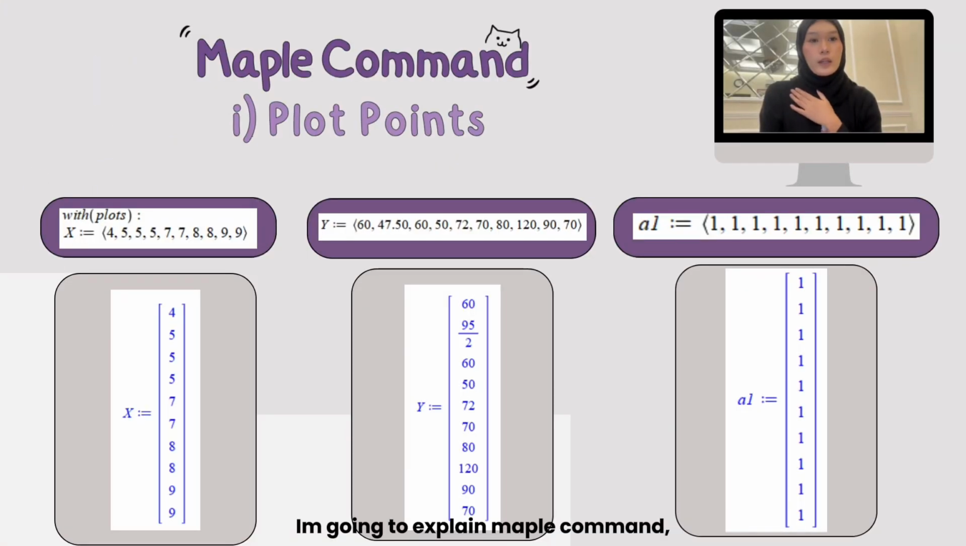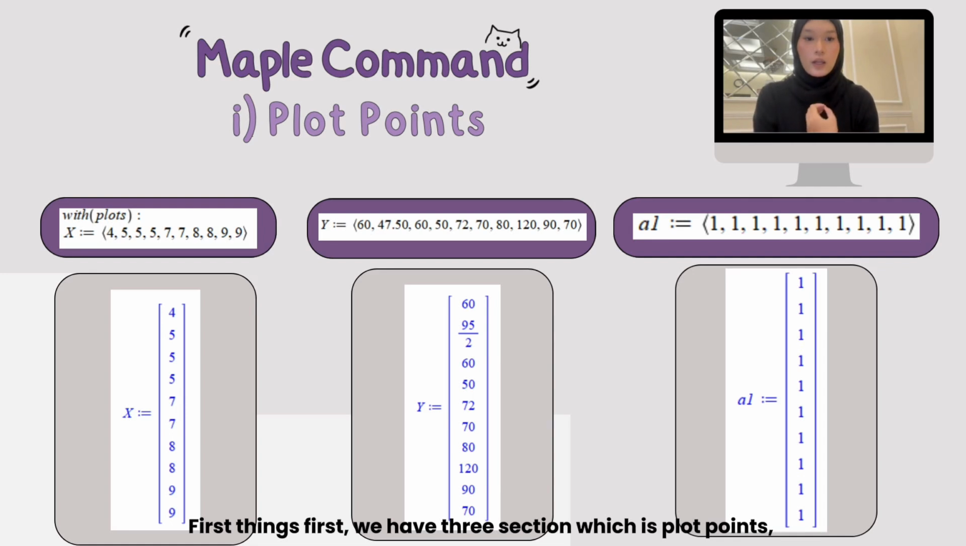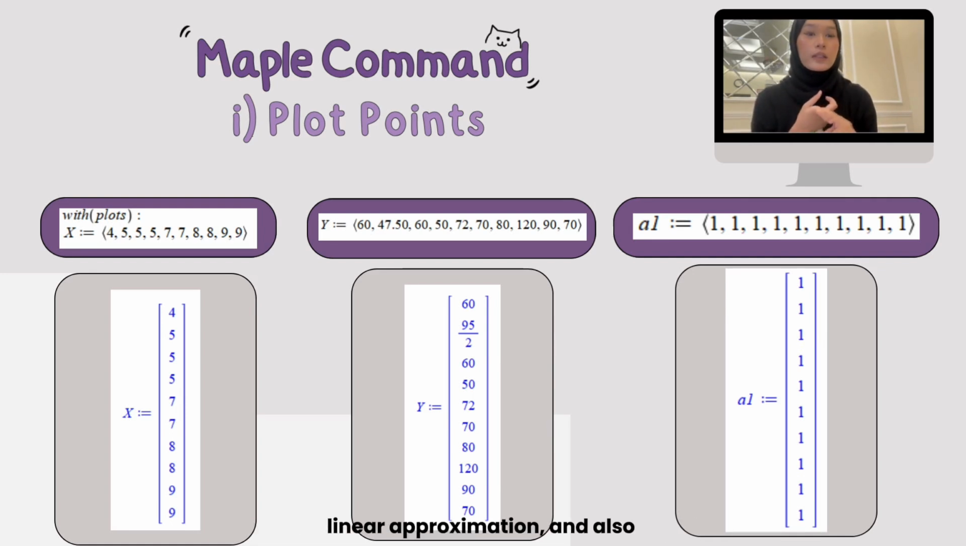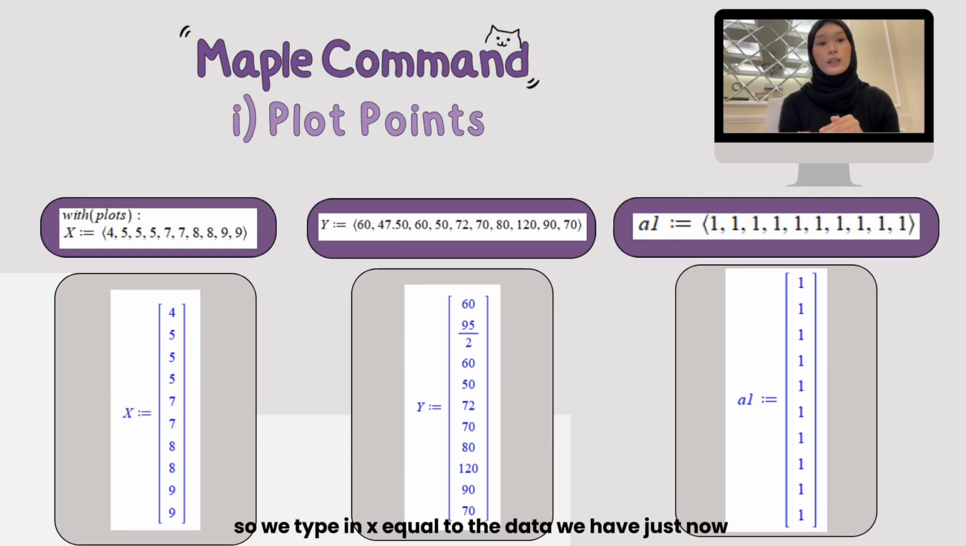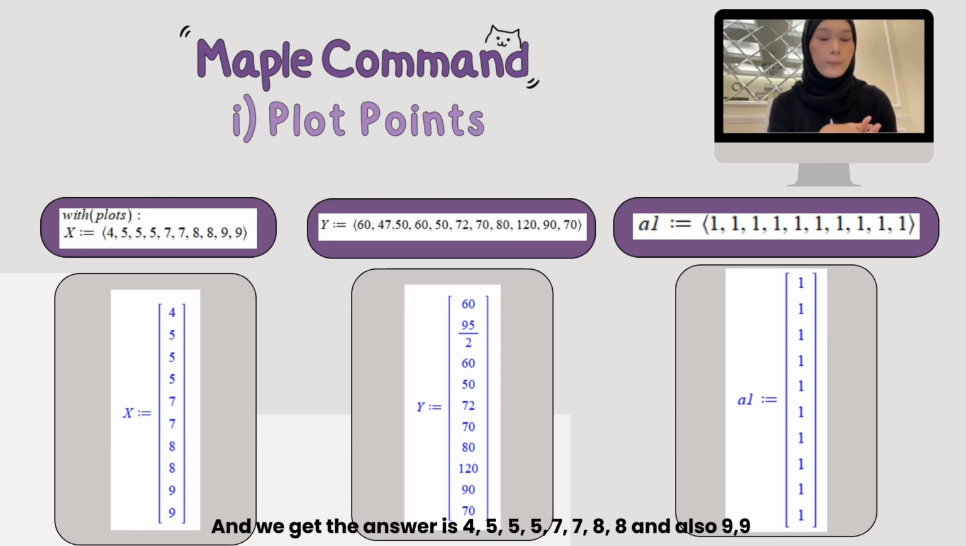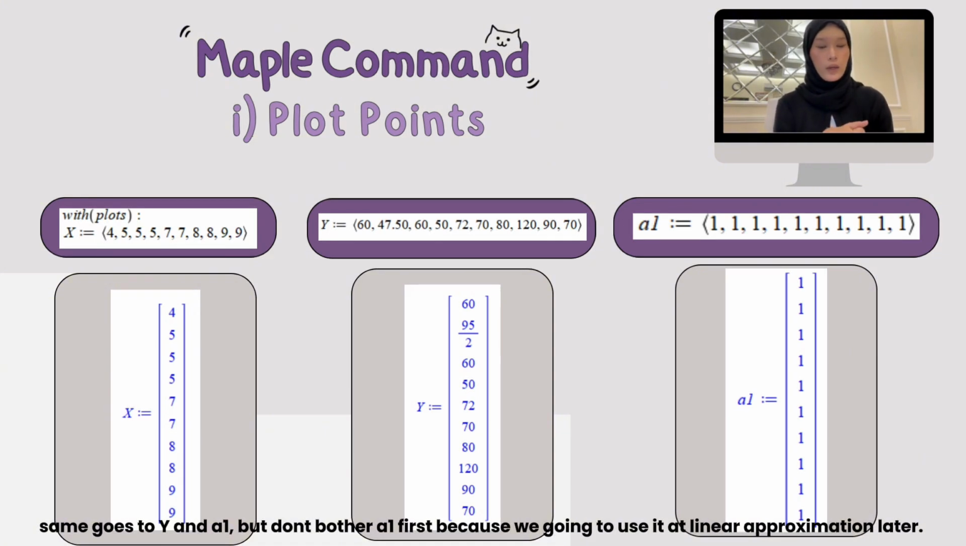And I'm going to explain our Maple commands. First, we have three sections, which are plot points, linear approximation, and error calculation. Now I'm going to focus on plot points. So in Maple, we have to classify the command first. We have to change x into a matrix form, so we type in x equal to the data we have. And we get the answer 4, 5, 5, 5, 7, 7, 8, 8, and also 9, 9. Same goes to y and a1. But don't go to a1 first because we're going to use it in linear approximation later.